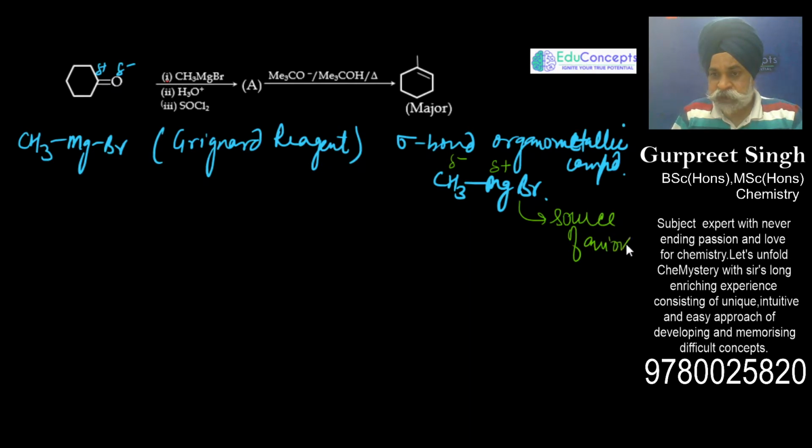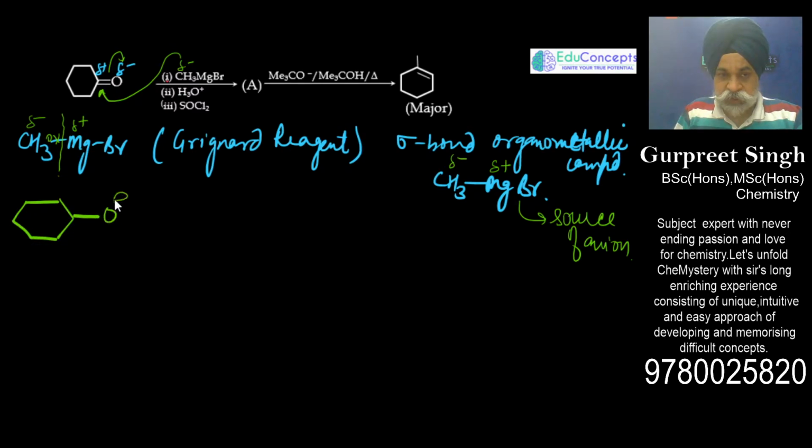So in today's session you should remember that Grignard reagent is a source of carbanion. Whenever this sigma bond breaks, it breaks heterolytically like this and generates a CH3 negative. Then this CH3 negative is going to attack this carbonyl group. As a consequence of this, you would get a structure like this, with a negative here, and this is the CH3 which has attacked.